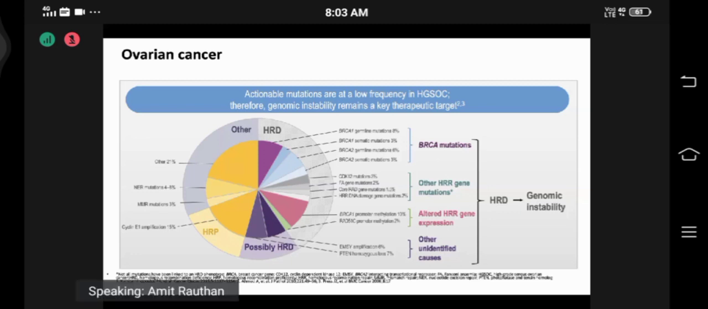So doing HRD testing in ovarian cancer has become very important, and if you have to do HRD testing, you actually have to do NGS testing. It's just that the labeling is different. When you send it out, you ask them to please do HRD score and HRD testing, and they look at all this, prepare an HRD score, and give you the report. But eventually the testing is looking at NGS testing in ovarian cancer.